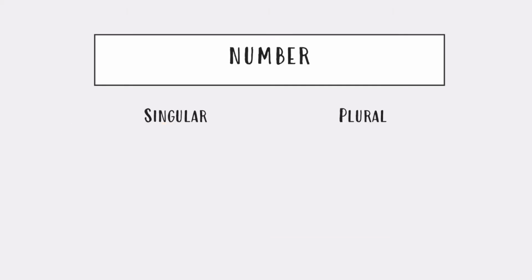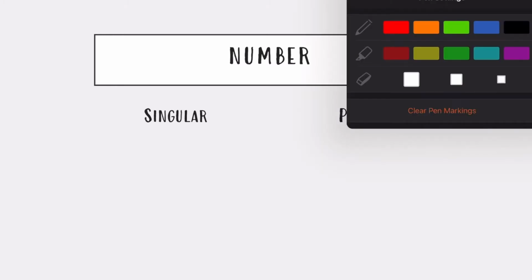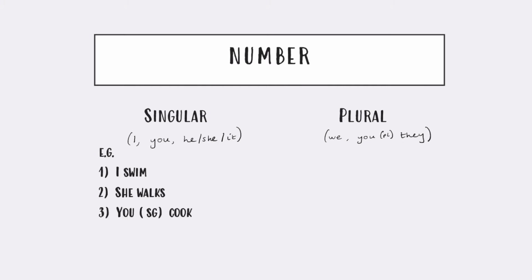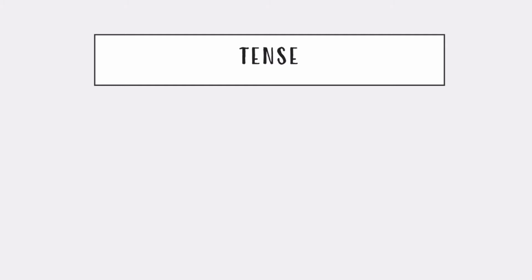So then you get to number. This is split into singular and plural. So this is really pretty obvious, and we've just had it on the previous slide. I, you, i.e. just one of you, and he, she, or it is singular. So the you in singular corresponds to tu in the French, and the you in the plural corresponds to vous in the French. And similarly in Spanish, and I'm sure many other languages that I'm not so certain of. So for example, I swim, she walks, and you cook, they're all singular, then correspondingly we swim, they walk, and you plural cook.